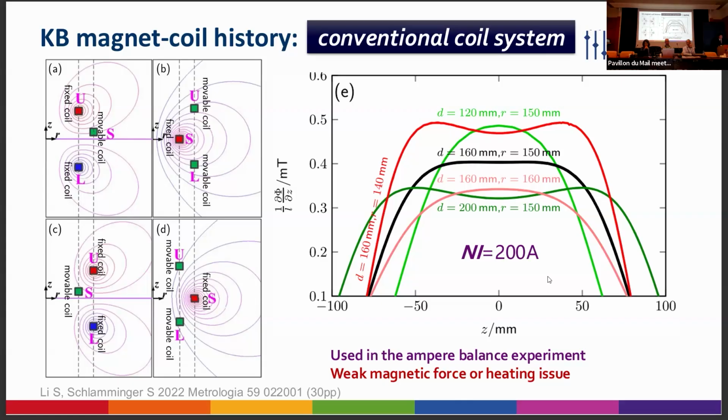But in general, we did a simulation. For example, if the number of ampere-turns equals 200 amperes, this is a really large number, right? For a typical permanent magnet system, we have something like 20, right? So it's much less. But even with 200 amperes, you get a magnetic field below 1 millitesla, which is really weak. So for the ampere balance, you can weigh only very small masses. This system is not as efficient.